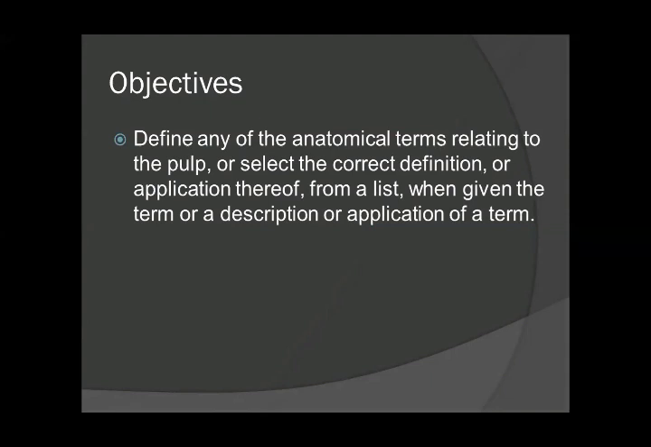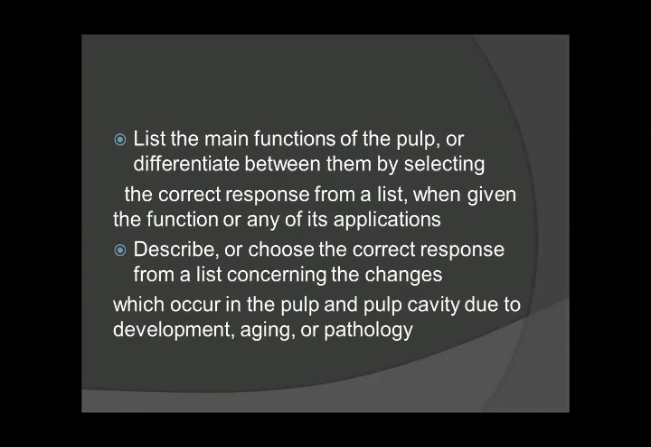One is to define any of the anatomical terms relating to the pulp by selecting the correct definition, or application, from a list when given the term or a description or application of a term. Two, differentiate between the main functions of the pulp by selecting the correct response from a list when given the functions or any of its applications.